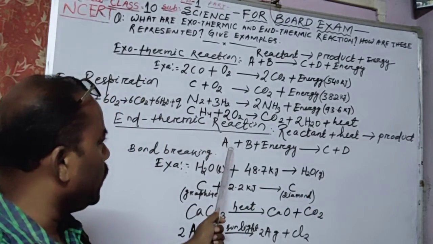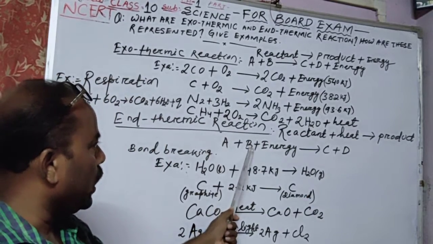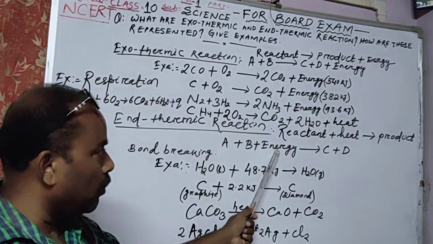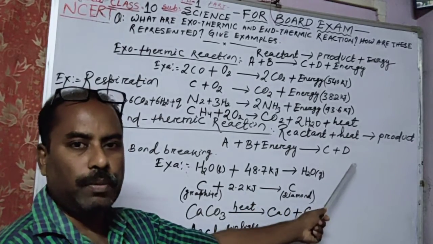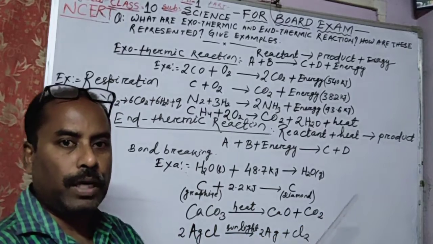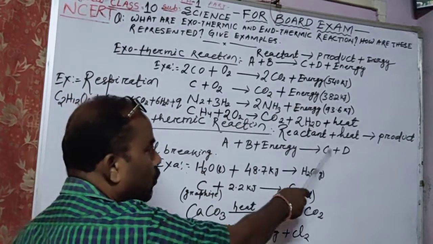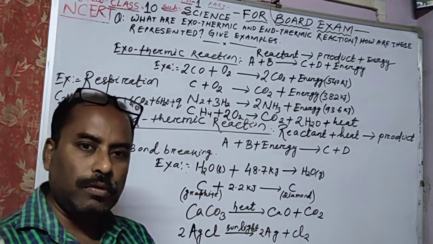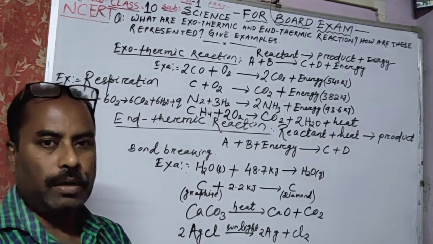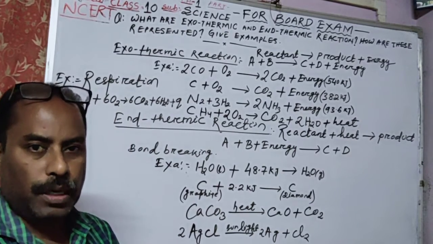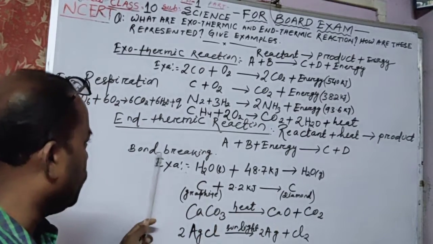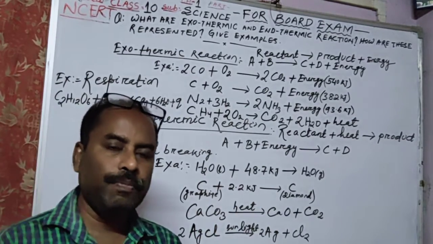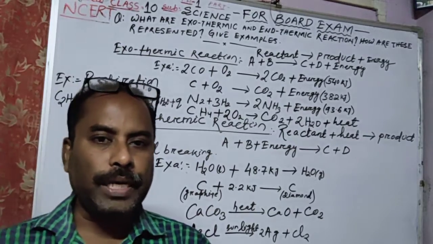So it can be represented as reactant A plus reactant B plus a certain amount of energy supplied here, then products C and D will be formed, C plus D. So here what happens? Energy is required to carry out the reaction. The reaction in which energy is required to carry out the reaction to get the product is called the endothermic reaction.